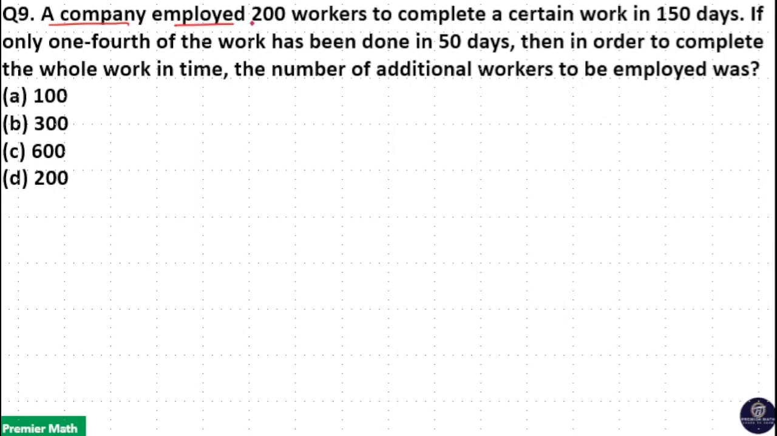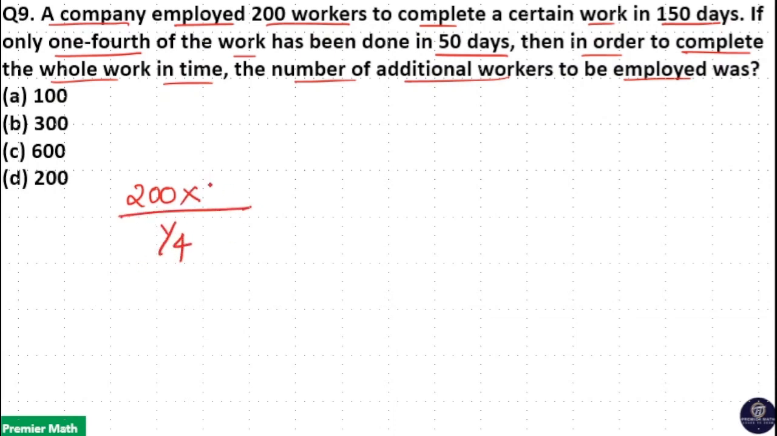A company employed 200 workers to complete a certain work in 150 days. If only 1/4 of the work has been done in 50 days, then in order to complete the whole work in time, the number of additional workers to be employed is, here 200 employees completed 1/4 of the work in 50 days. Then 200 plus additional number of employees should complete 3/4 of the work. That is 1 minus 1/4 is 3/4. 3/4 of the work in 150 minus 50 days.